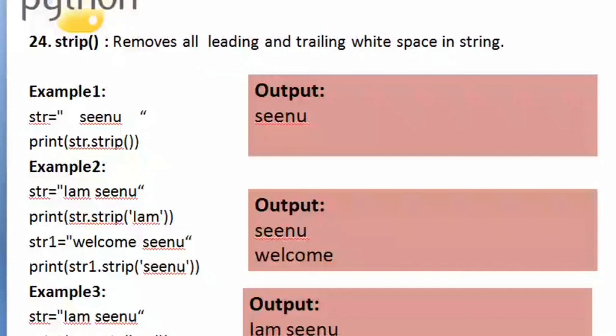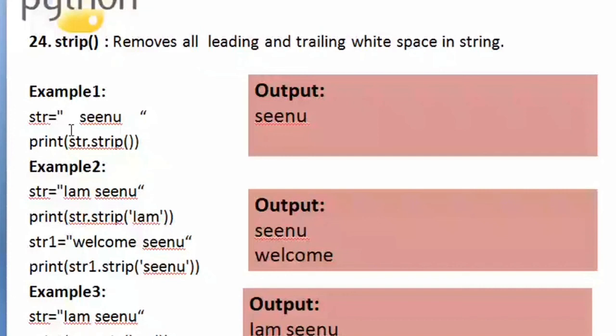Now what will strip do? It will remove all the leading and the trailing spaces for you. I have given spaces before Sinu and also spaces after Sinu. So when I say str.strip, it will remove the spaces before and after for you. Anything in between, it will not remove.